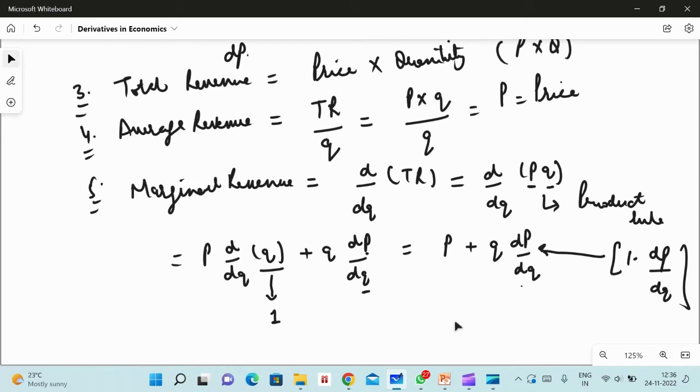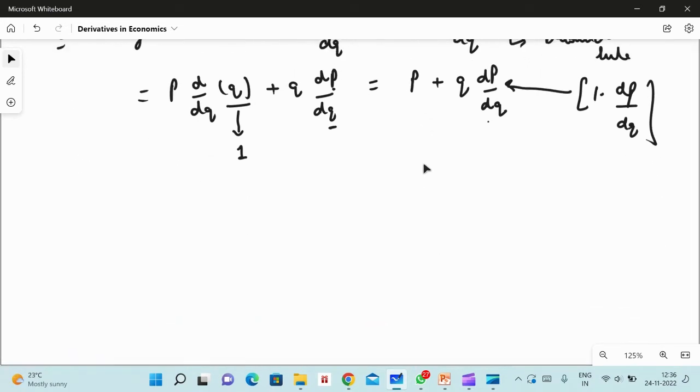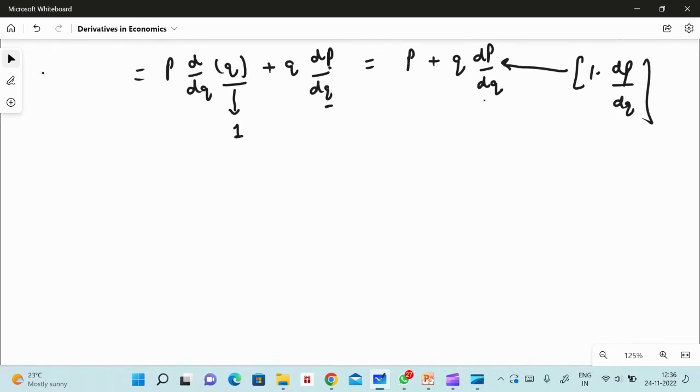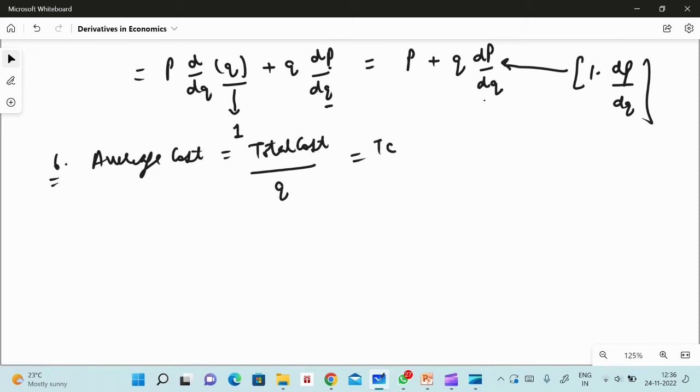Okay. Now, like revenue, there are some formulas which help us in the calculation of average cost and marginal cost. So let's discuss those formulas. If we have to calculate average cost, then in that case the formula will be total cost divided by quantity, right? So I can write it as TC divided by Q, where TC is total cost and Q is quantity demanded.